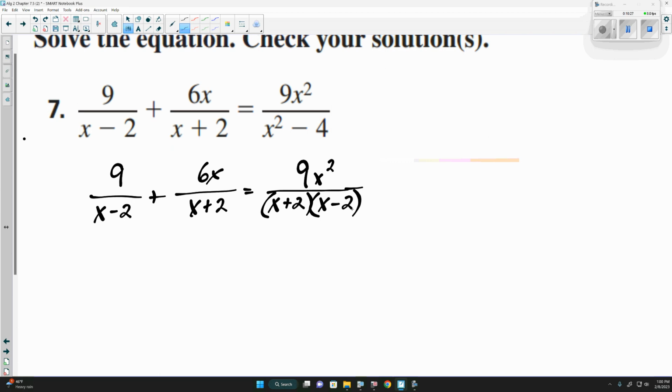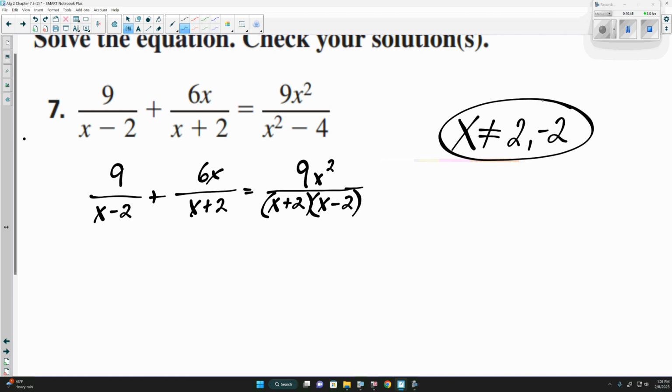Now, what would our restrictions for this here be? Two and negative 2. Because positive 2 is going to make the x minus 2 be 0. Negative 2 is going to make the x plus 2 be 0. So we can't have x be 2 or negative 2. All right, now we can start solving.